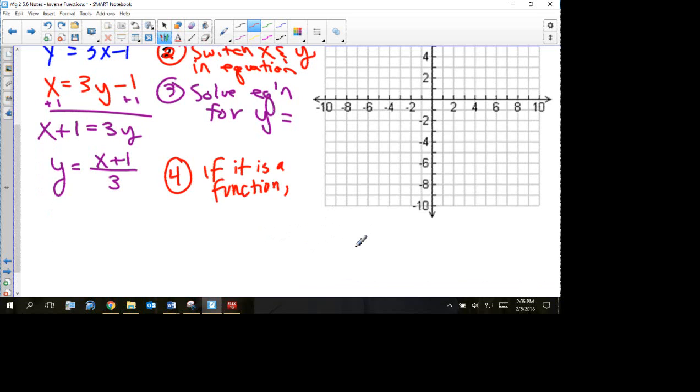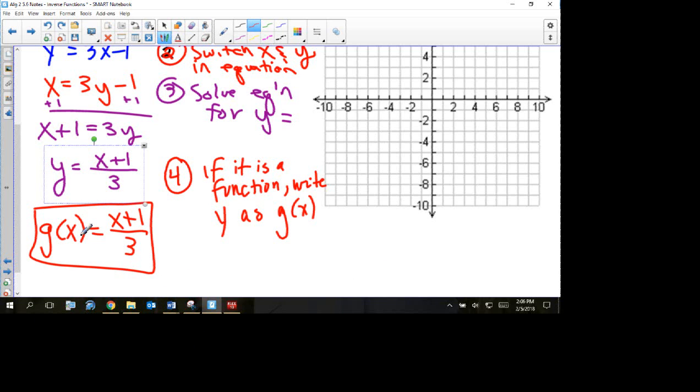Then step 4, if the inverse is a function, which I haven't told you how you determine that or not, but this one is. I will show you how to determine that in a moment. But if it is a function, write y as g of x. So my last step is I'm going to take y and write g of x equals x plus 1 over 3. And that should be my inverse function unless I made a silly mistake or not following the rules.